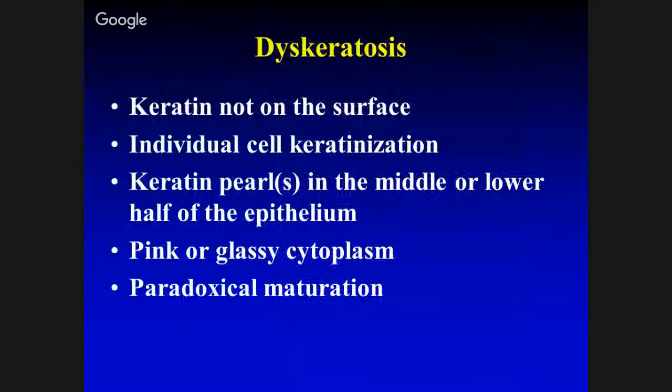So let's talk about dyskeratosis. That's when you have abnormal keratinization that's not on the surface. It can be individual cells, it can be keratin pearls, and part of this dyskeratosis is where you have maturation in the lower zone, which is called paradoxical maturation. So this is tangential, but you can see the intraepithelial cells, a little bit higher magnification, and then the keratin pearl and abnormal keratin invasion, considered paradoxical maturation.